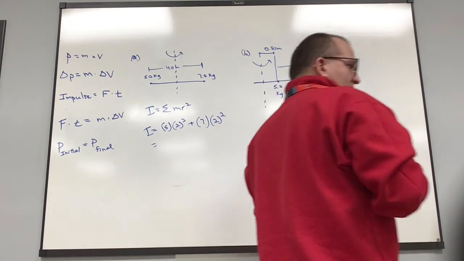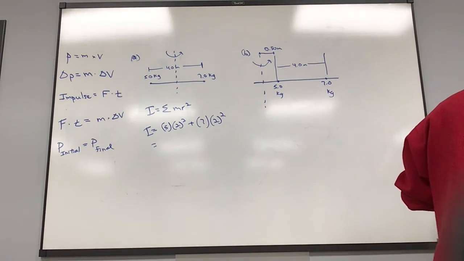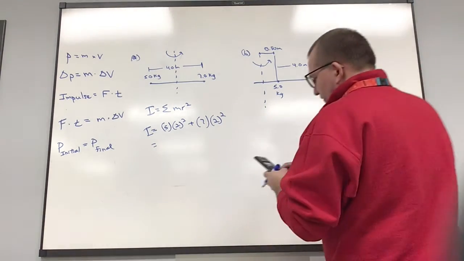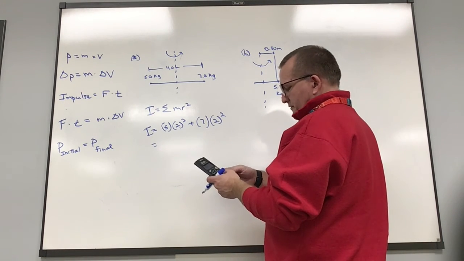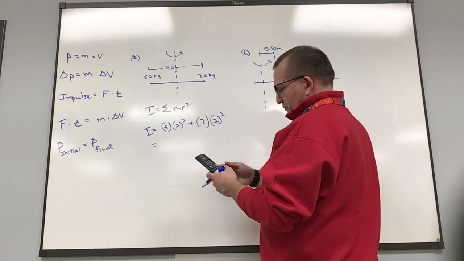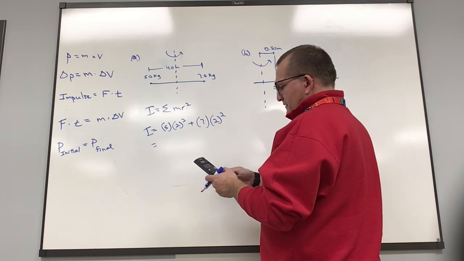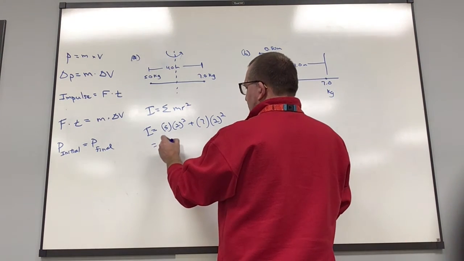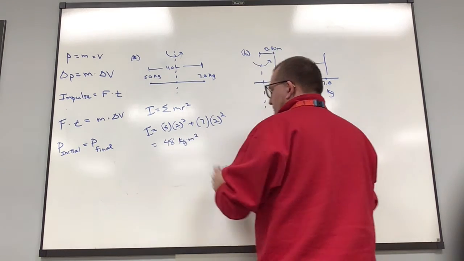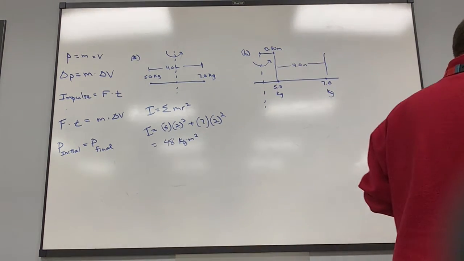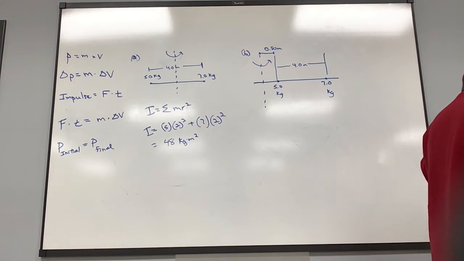And that should tell me my moment of inertia. So 5 times 4 is 20, plus 7 times 4, 28. So 48. And your units are kilograms times meters squared. So the moment of inertia will be 48.